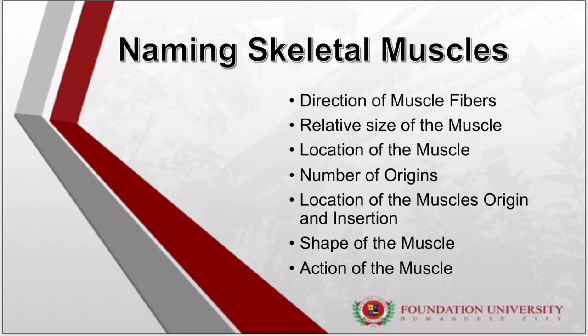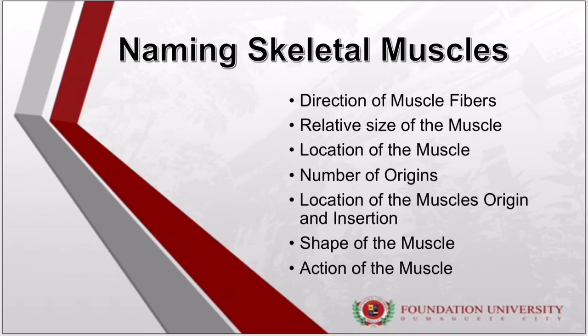Relative size of the muscle. When a muscle name includes maximus, it means largest, minimus means smallest, and longus means long. Location of the muscle. When a muscle is named temporalis or frontalis, it is in the temporal or frontal region, meaning they are named where they are located. Number of origins. When a muscle is named biceps, triceps, or quadriceps, it has that number of origins.